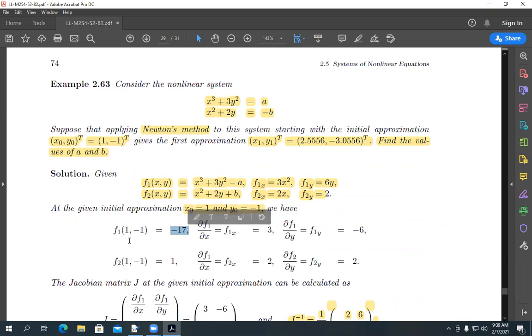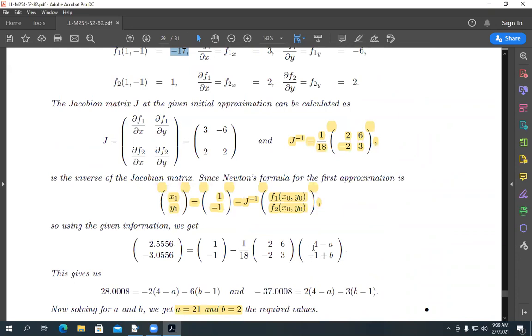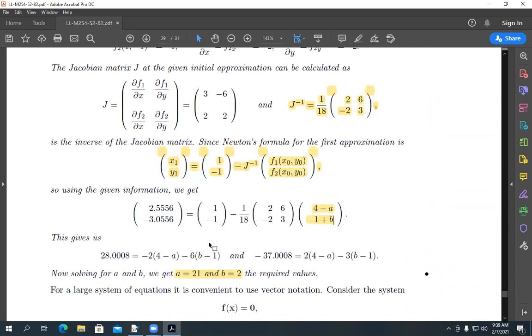Because you need to find f of 1 and minus 1. What is your f of 1 and minus 1? 1 plus 3 times minus 1 squared means 3, 1 plus 3 is 4, 4 minus a. Here I wrote the formula correctly, but there I made a mistake right here. Your f1 is not minus 17. It is 4 minus a. And what is your f2? It is a minus 1 plus the b we have here. Now then you put the values here.